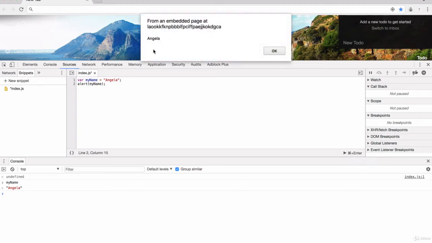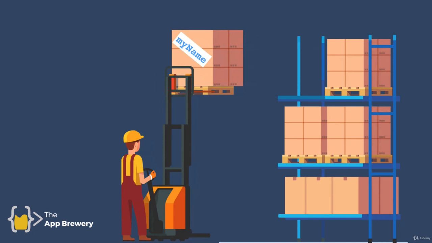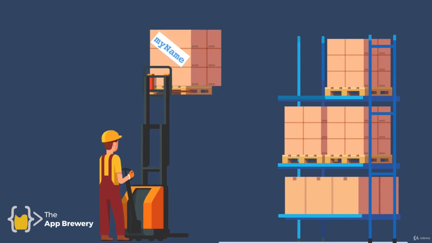And you can see that Angela gets printed because that is the value that's contained inside this variable or inside this box. So it's like going to a shelf where you've got lots of storage boxes and pulling out the box that's labeled myName to discover what's contained inside, which is the string Angela.